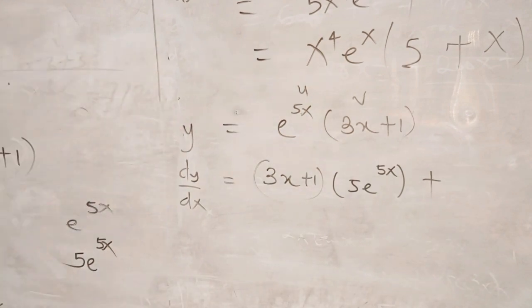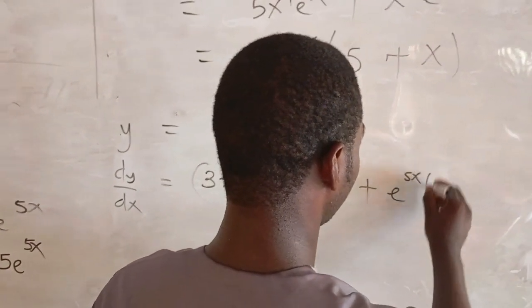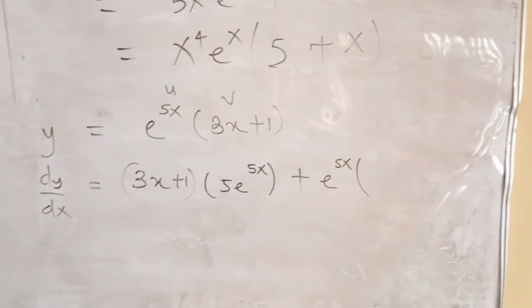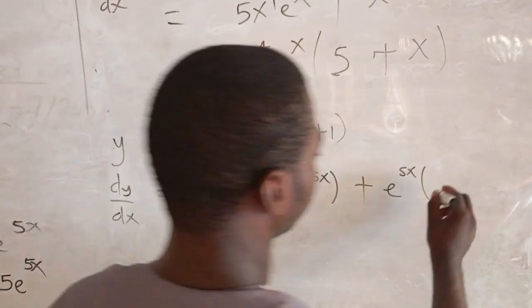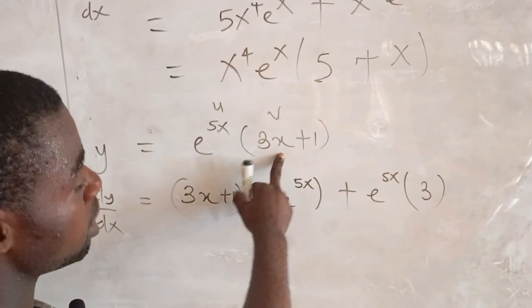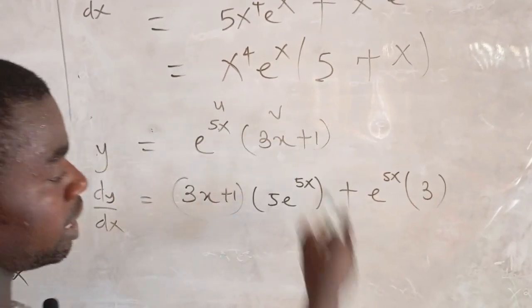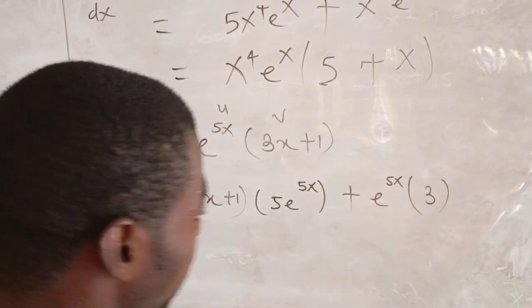u dv/dx. And what's my u? E raised to the power of 5x into the derivative of v. So if I differentiate 3x plus 1, I will get 3. Because differentiation of 3x is 3, differentiation of 1 is 0. Every time you differentiate a constant, even if it is 1 million, you still get 0.